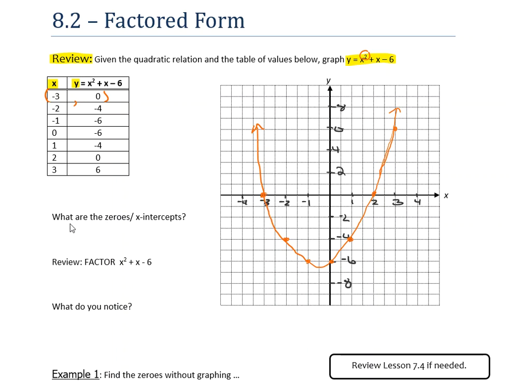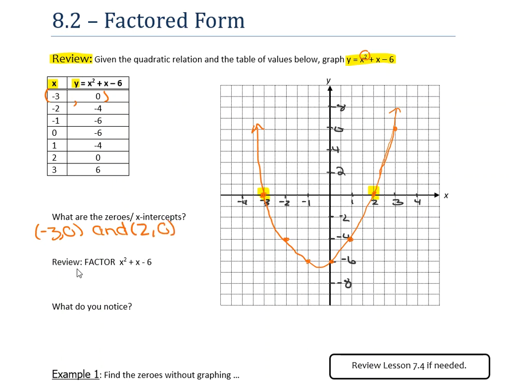The first question here, what are the zeros or the x-intercepts? So the zeros are here. I'm highlighting in yellow. Those are the x-intercepts right there. So the zeros are the x-intercepts. I'm going to write them as a coordinate. I have an x-intercept at -3, 0. And there's another one at 2, 0.